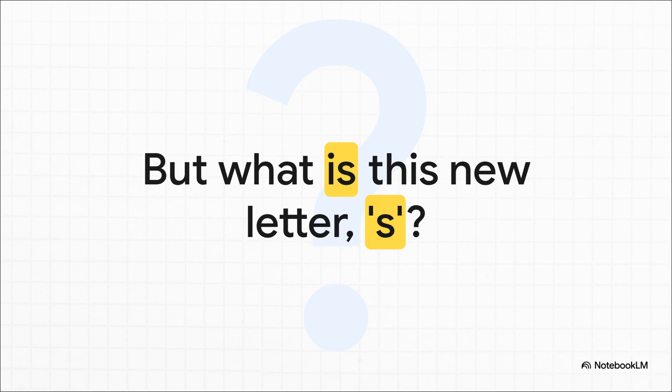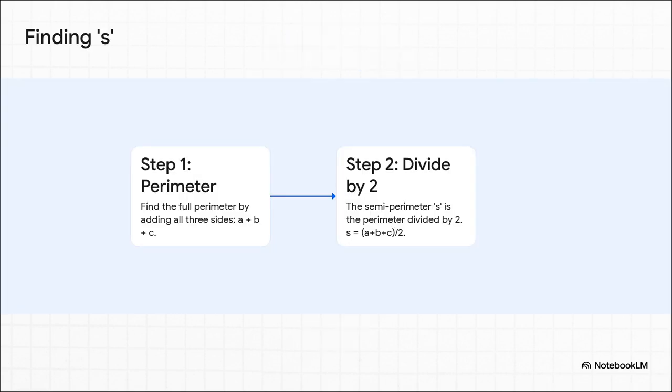Okay, so you're probably wondering, a, b, and c are the sides, got it. But what on earth is this new letter s? And that's a brilliant question. So let's find out exactly what s is. So this s is called the semiperimeter. It's a fancy word, but semi just means half, so it's half the perimeter.